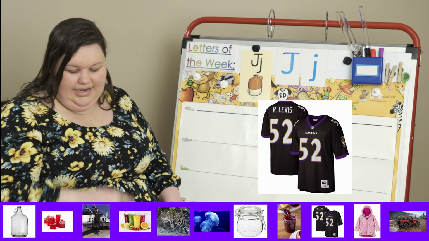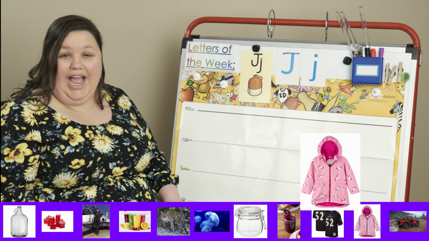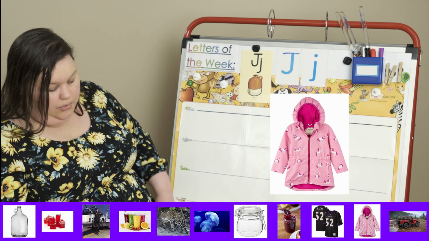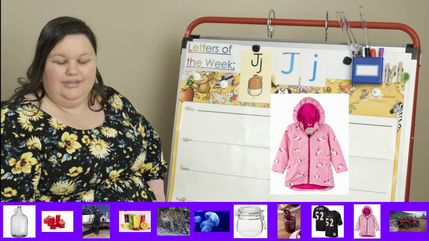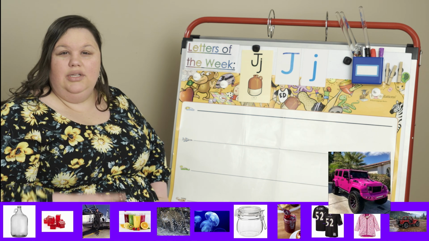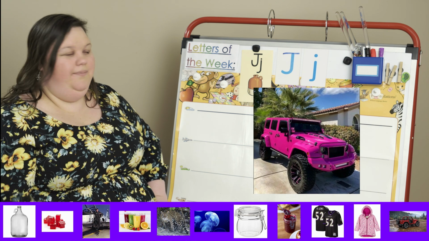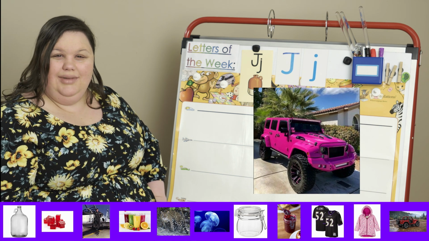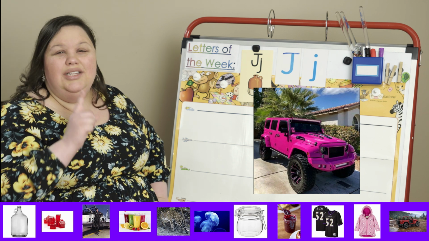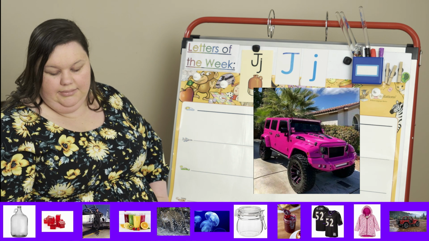Jersey. You got it. Well, how about a jacket? Jacket. That's a beautiful unicorn jacket, don't you think? Yeah, it's very beautiful. Let's think of another one. Oh, Jeep. Look, we have a red Jeep and a pink Jeep.